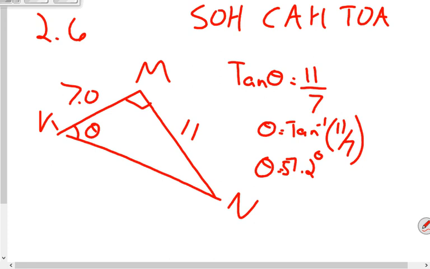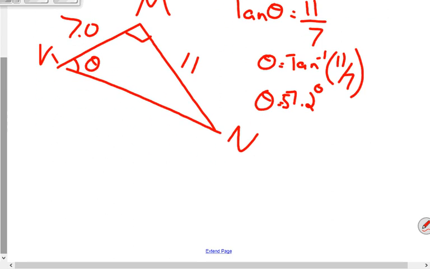So now you guys have two options to solve for the next one. For angle N, you could either use tangent again, go 7 over 11, or you could just go 180 minus 90 minus 57.2. Okay? It's up to you. I wanted to try that. Tangent of N.